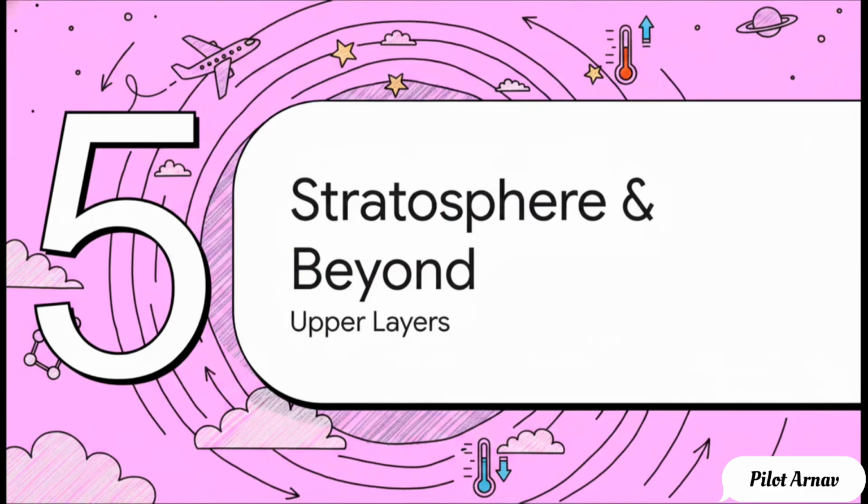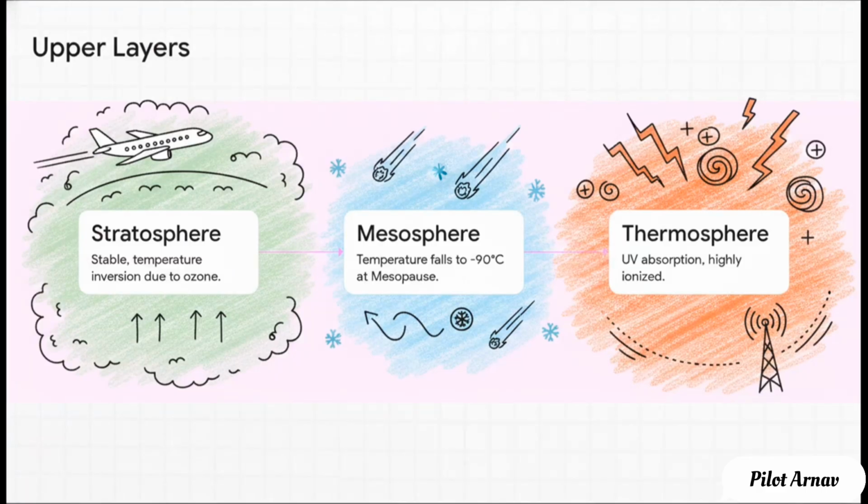Section 5. Stratosphere to the exosphere. Let's explore those upper layers. Moving past the tropopause, it is vital to understand what happens to temperatures as we climb into the higher, thinner atmospheric layers. First up, the stratosphere, which extends up to about 50 kilometers. It actually starts out isothermal, but then the temperature increases. Yep, an inversion. And that's due to the ozone absorbing UV heat.